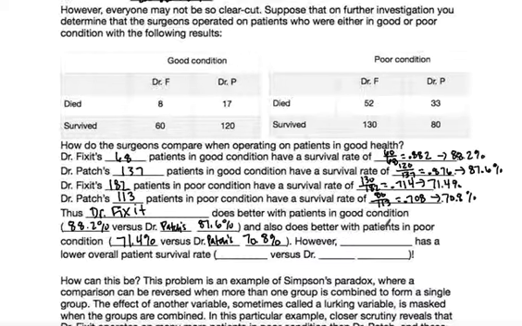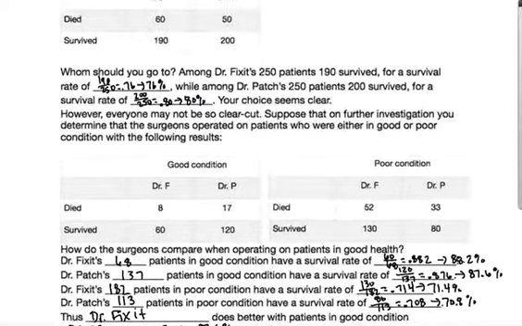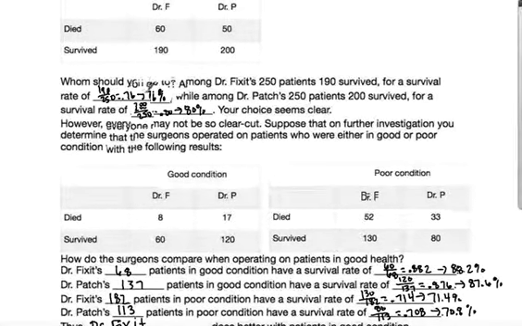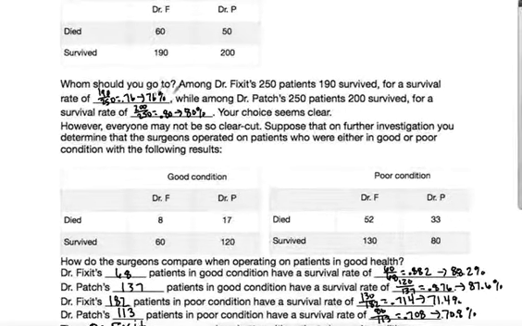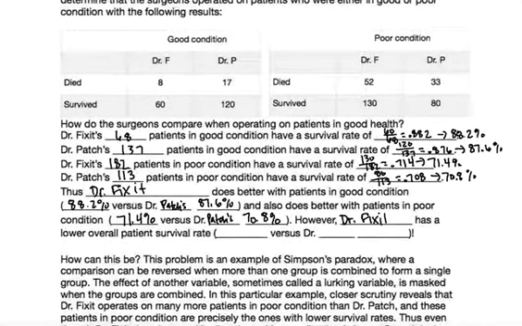However, Dr. Fixit has a lower overall patient survival rate if you go back to what we did to begin with. So remember, Dr. Fixit had a lower survival rate when we were first looking at our table because he only had 76% that survived. However, we're looking at it now and we're able to see it broken down, and we see that Dr. Fixit does better with patients that are in good condition and with patients that are in poor condition. So how does that work?